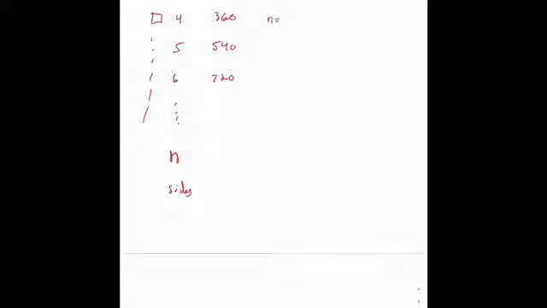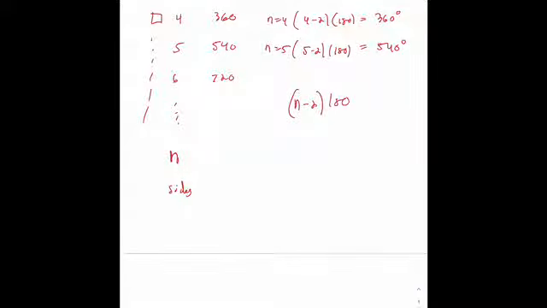What if n was 4? That would give us 4 minus 2 times 180, which gives us 2 times 180, which is 360, and so on. If n equals 5, that gives us 5 minus 2 times 180, which equals 540. So that is our rule. So it's going to be n minus 2 times 180, where n is the number of sides. That's how you know what the sum of the interior angles is in that polygon.